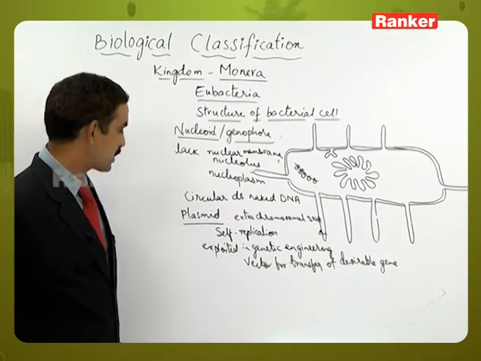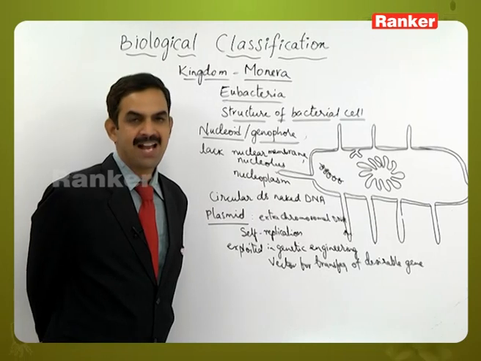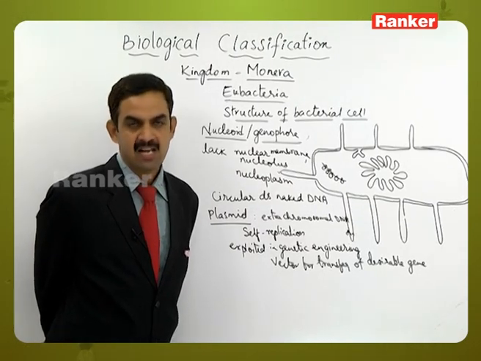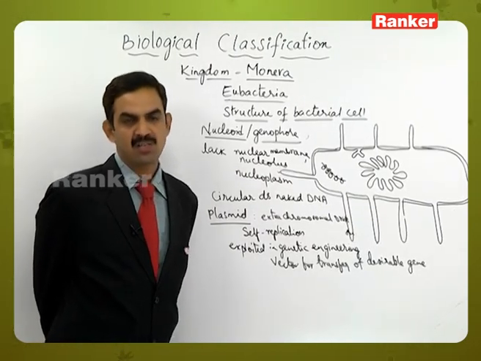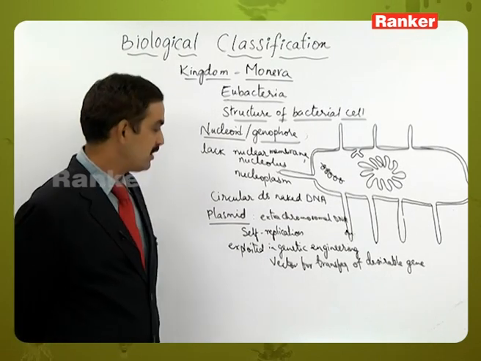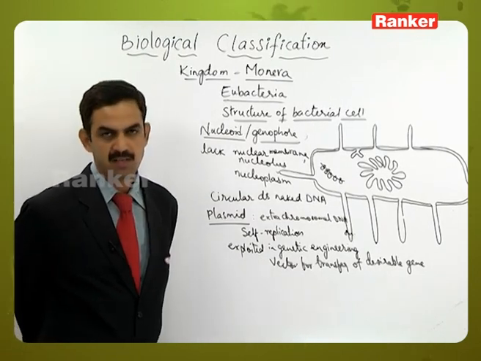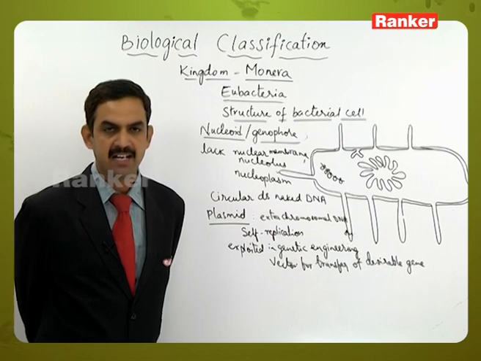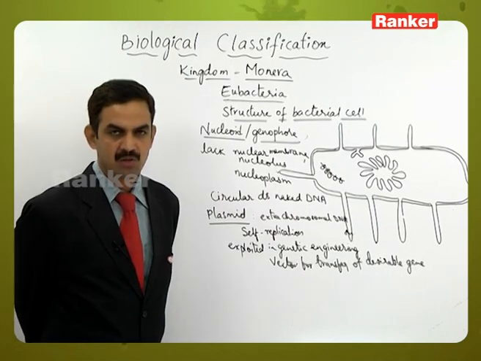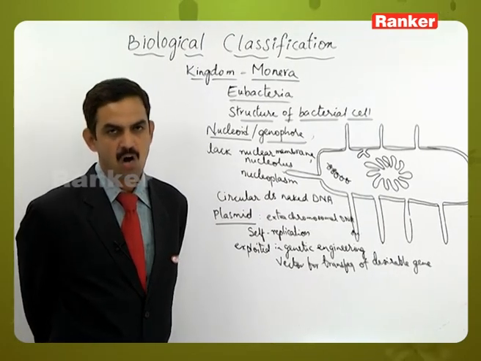Why it is exploited for that purpose is that the plasmid is made up of a few genes and the majority of the functions are not much useful. That is the reason why it can be exploited as a vehicle in the transfer of desirable genes from one organism to the other organism.